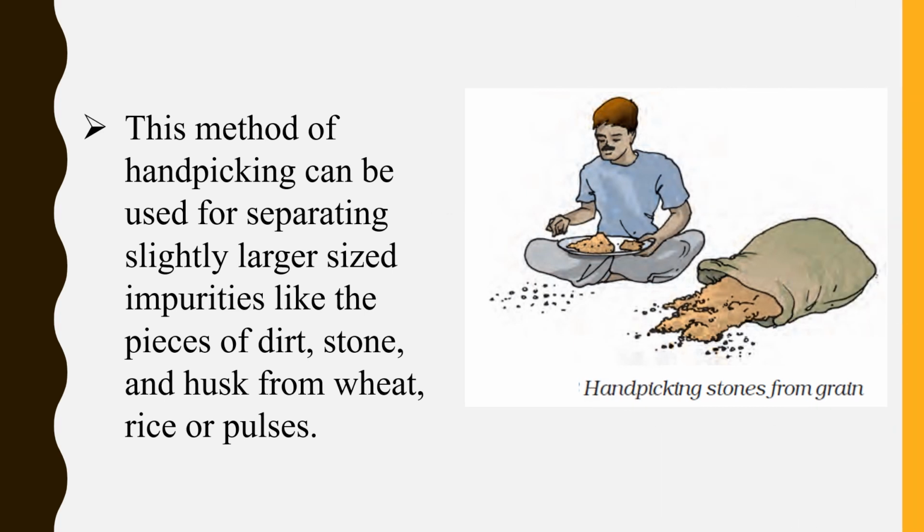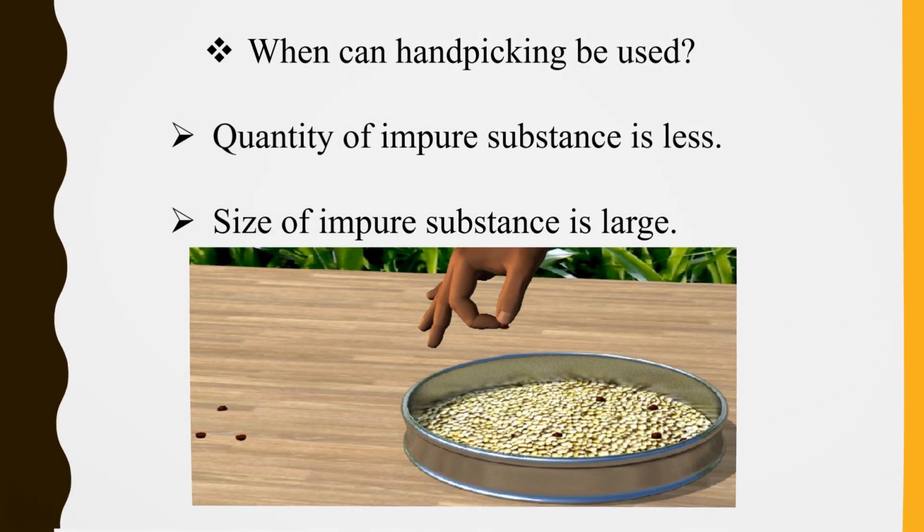This method of hand picking can be used for separating slightly larger sized impurities like the pieces of dirt, stone and husk from wheat, rice or pulses. Husk is the outer covering of the grain. If you have a mixture of salt and sugar, will you be able to separate them by hand picking? It is practically impossible to separate them by your hands because both of them are very small in size.